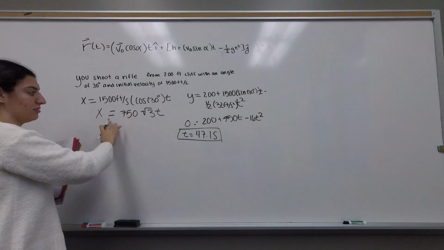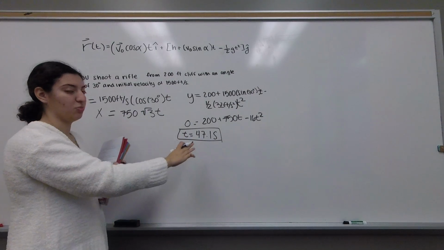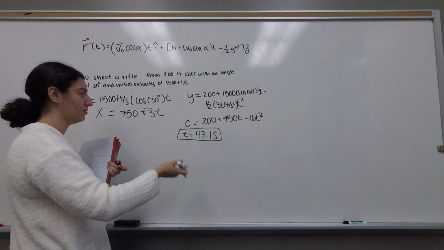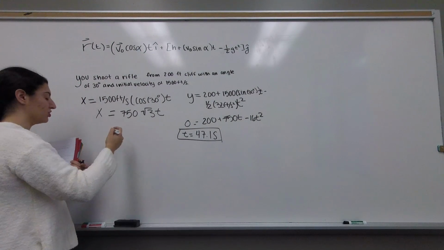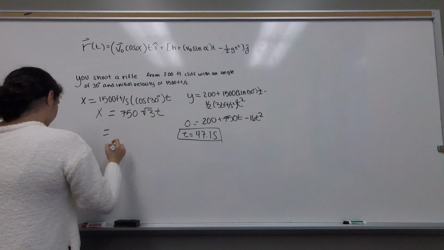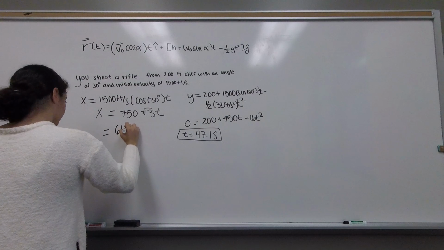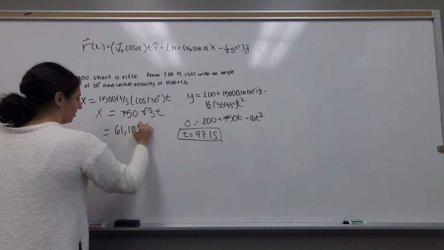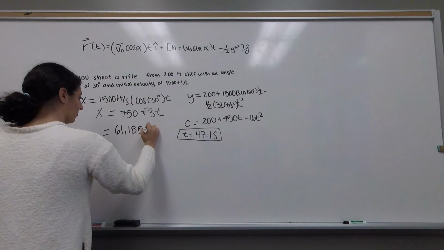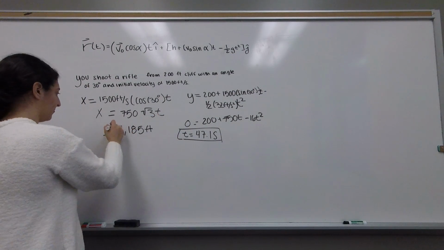Using this time that we found when it hits the ground, we can just plug this t into our x function to find that when it's at 47.1 seconds, as it has hit the ground, we can find how far from our original point it is. So we plug that in and we get 61,185 feet. And we get this by plugging this number into the t right here.